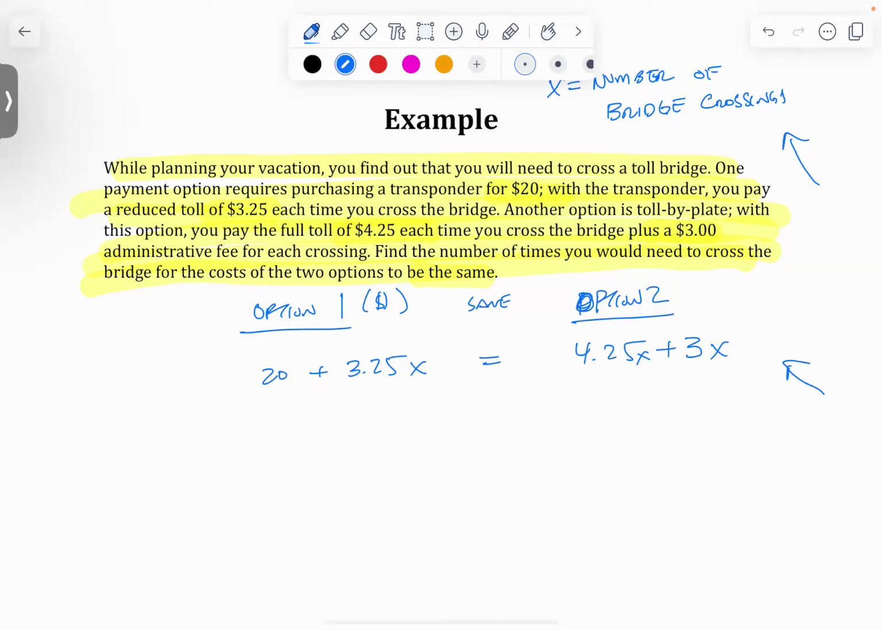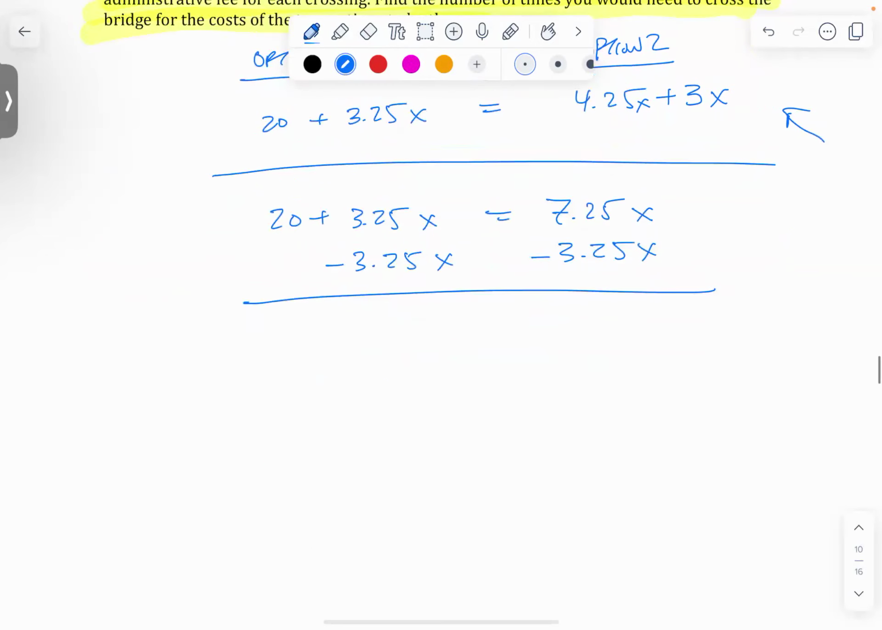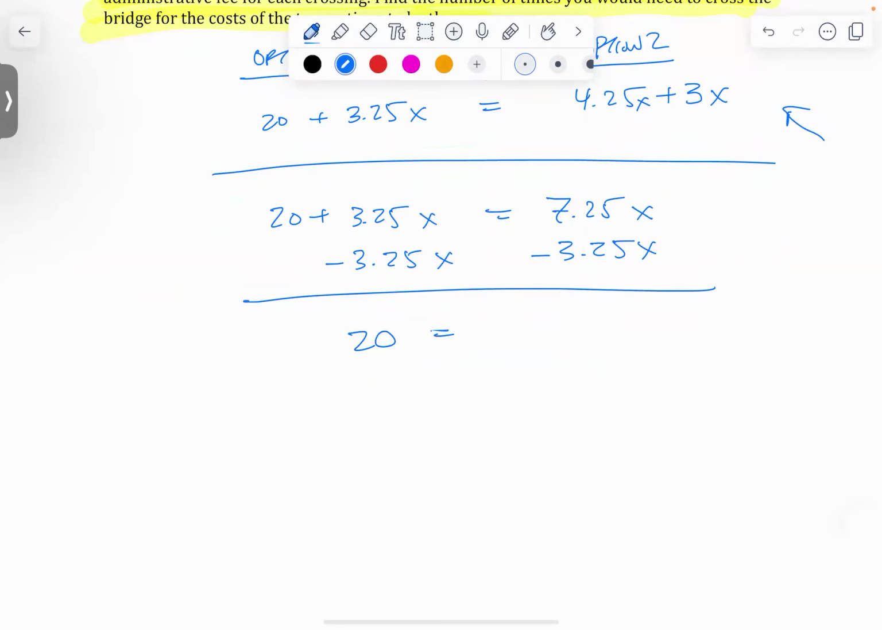Okay, so once we have that, let's simplify our equation down a little bit more since we were just identifying it. And that becomes 7.25x. This actually is a pretty simple solve, which is also my point. Because initially, everyone just panics over how difficult a word problem could be when it actually is not too tough at all. So x equals 5 bridge crossings.